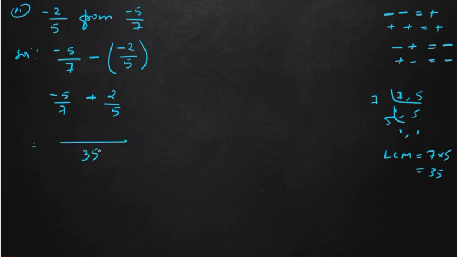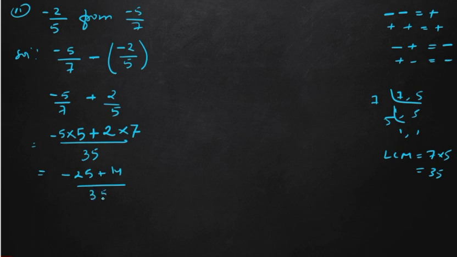The first number is minus 5 over 7. What number should be multiplied to 7 so that the answer is 35? Obviously 7 times 5 is 35, so write this 5 here. Plus 2 over 5. What number should be multiplied to 5 so that the answer is 35? 5 times 7 is 35, that's why we have written 7 here. So the answer will be minus 5 into 5, it is 25, plus 7 into 2, 14, divided by 35.